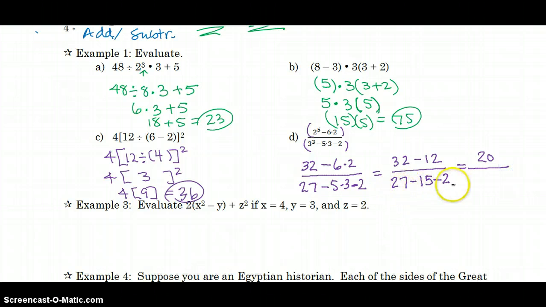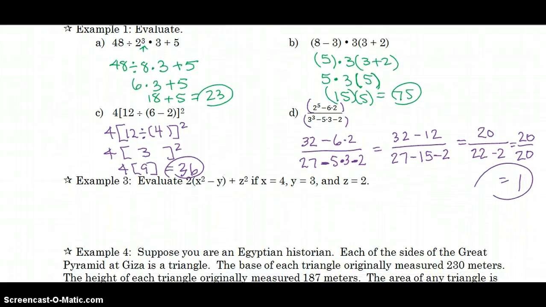And now I'm moving from left to right because I took care of multiplication. 5 times 3 was 15. These are both subtraction symbols. Check it from the original problem. Sometimes we get in a hurry and we make careless mistakes from not being able to read our own writing. 27 minus 15 is going to give us 12 minus 2. So I end up with 20 over 20, and that's the value of 1.